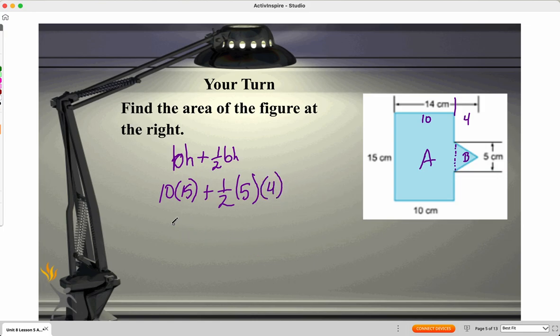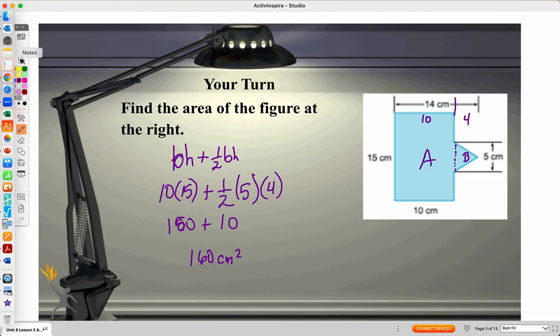So again, follow order of operations, 150 plus half of 4. Now I'm going to use a little bit of the commutative property here, so a half of 4 is 2, 2 times 5 is 10. So I've got 150 plus 10 is 160, and again, this time it's centimeters squared.